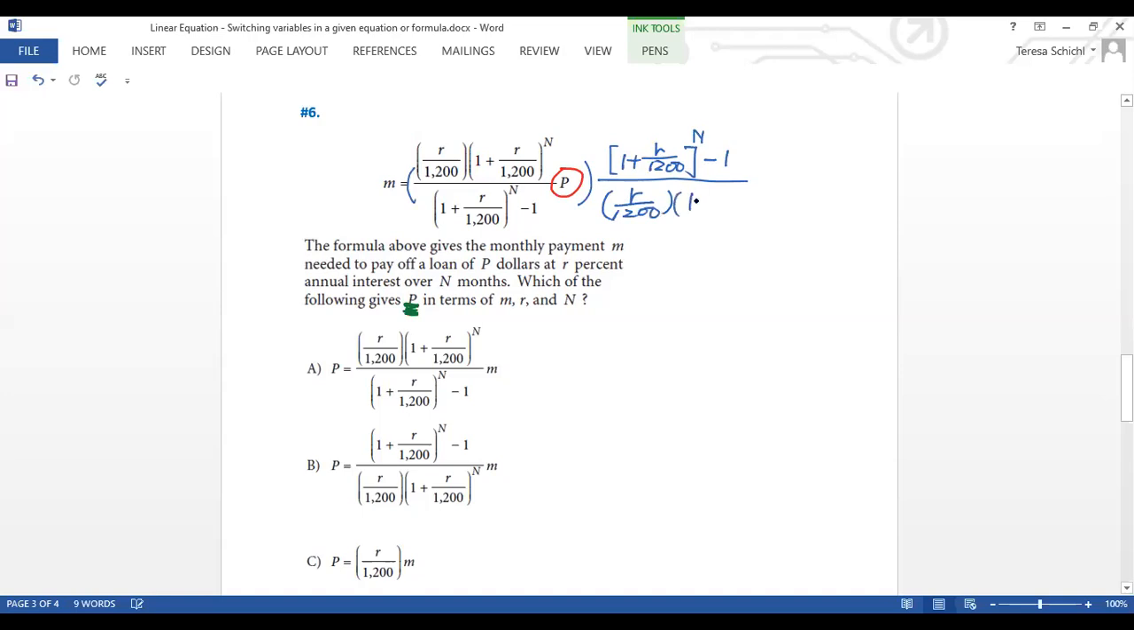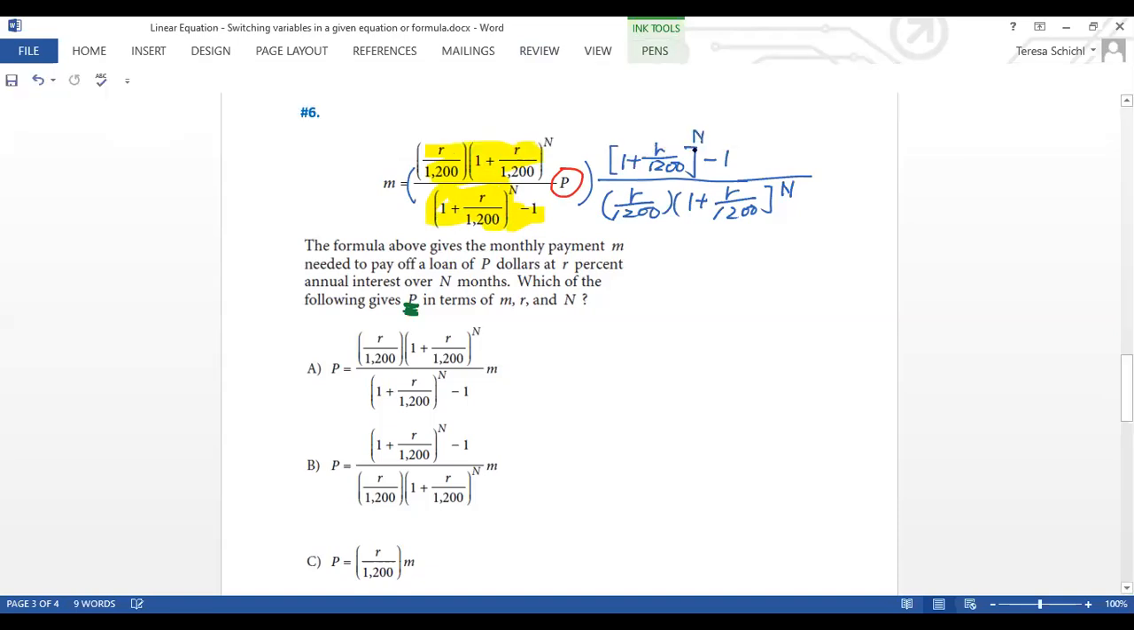And this is (1 + r/1200)^N here, right? So basically, I just multiply by the reciprocal of whatever. This is what I call the constant in front of the P. It looks scary, but it's not.